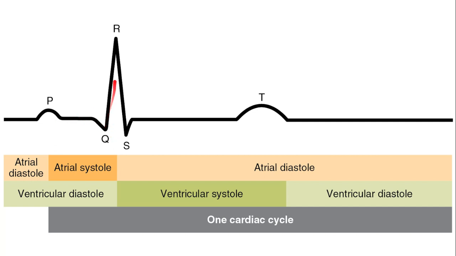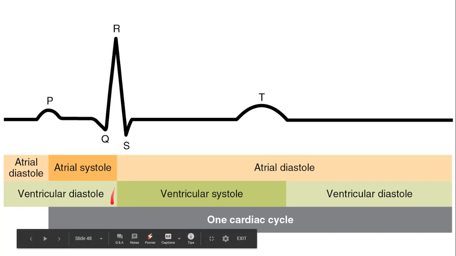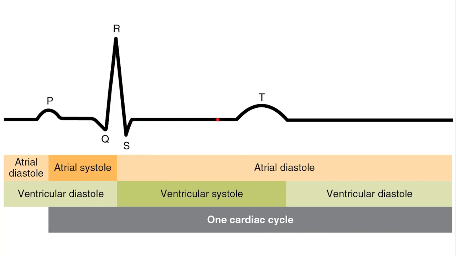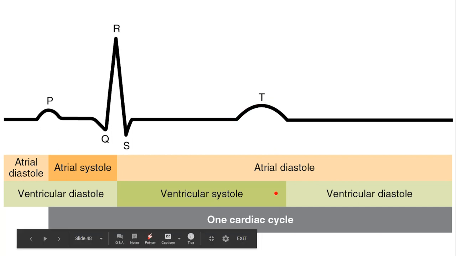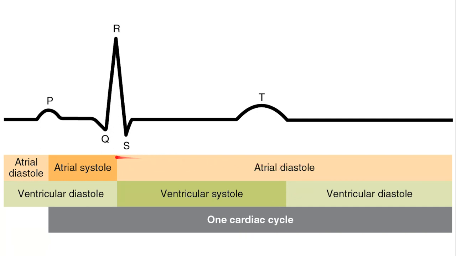When we start the QRS phase, about the middle of this, when we get to this R peak, all of a sudden this is where the ventricles go from their diastole to systole, and they're going to be pumping blood through into the arteries. When we get to the T wave, partway through the T wave, all of a sudden we switch from ventricular systole back to diastole. This whole entire time, from this R all the way until we get back to the middle of the P wave, the atria are in diastole.